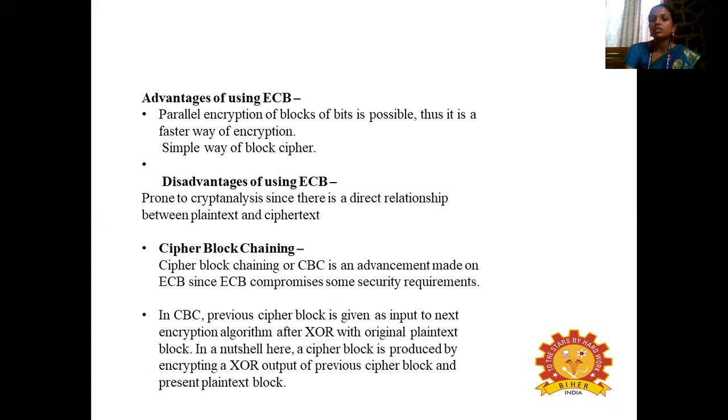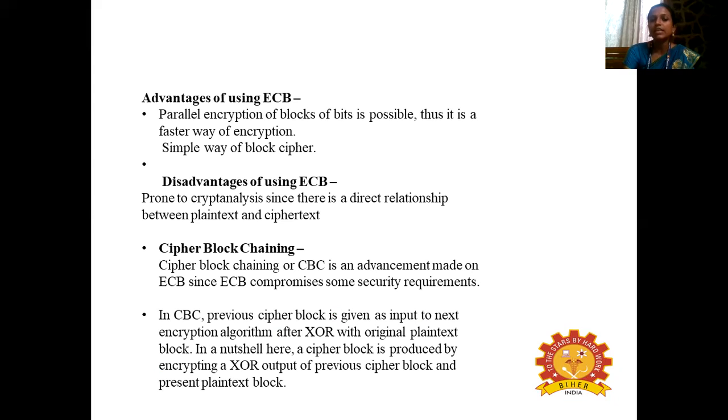Cipher Block Chaining, or CBC, is an advancement made on ECB, since ECB compromises some security requirements. You have studied ECB itself, right? In CBC, the previous cipher block is given as input to the next encryption algorithm after XOR with the original plain text block.